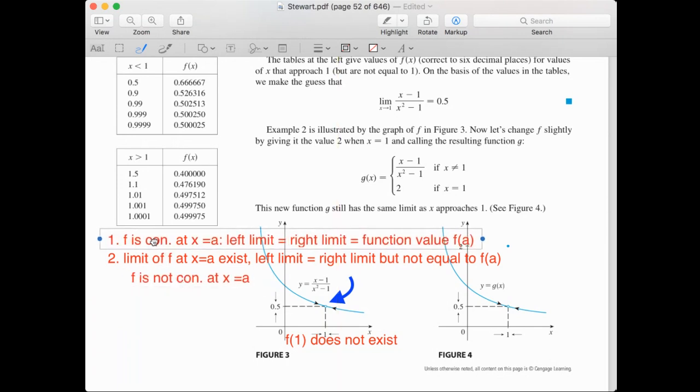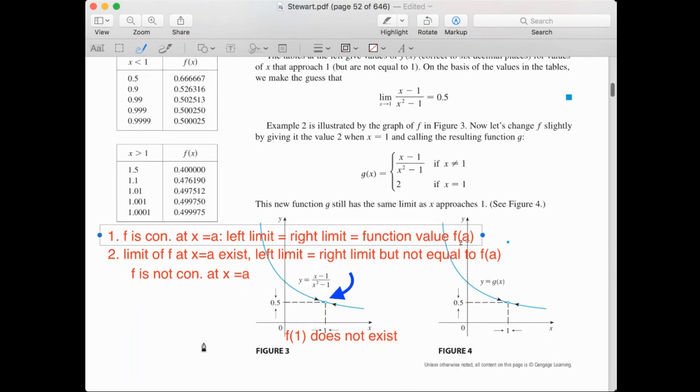In the first situation, we don't need the idea of a limit. If the function is continuous at a certain point, all three things are just one thing, the function value. The second situation is the limit exists, but it's an open circle. The x value is not in the domain, so we won't be able to talk about the function value. That means even though the limit exists, the function is not continuous. All right, that's the second situation.